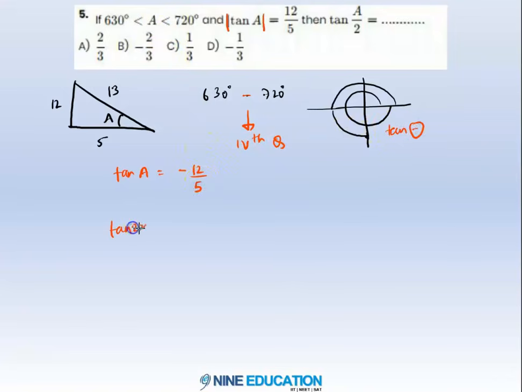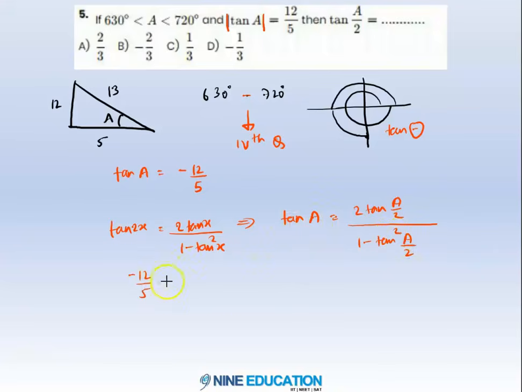The tan 2x formula is basically 2 tan x divided by 1 minus tan square x. If I apply this, tan a can be written as 2 tan(a/2) divided by 1 minus tan square(a/2). As per this, tan a is minus 12 by 5, and 2 times tan(a/2). I am considering tan(a/2) as some capital X, just for the simplicity of calculation. So 2X divided by 1 minus X square.